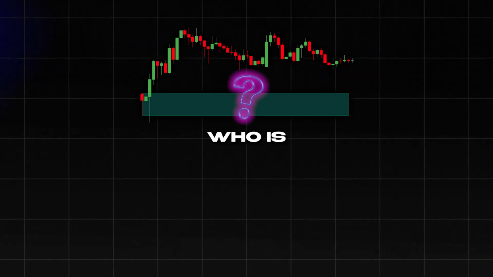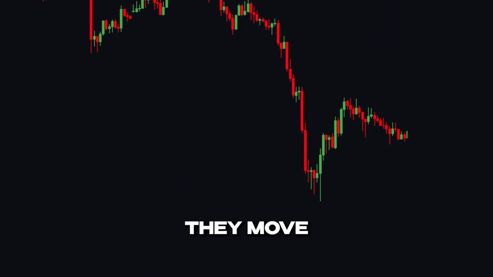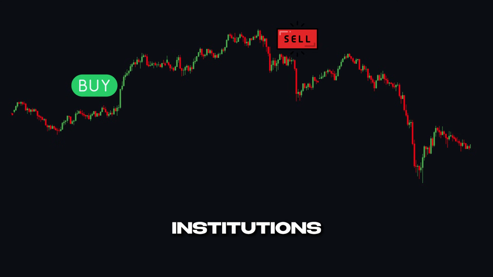Because the problem isn't that your analysis is wrong. It's that you're missing who is actually in control of that level. This is where smart money concepts come in. Markets don't move because of random lines on a chart. They move because large players, institutions, place size, and when they step in, they leave footprints behind.